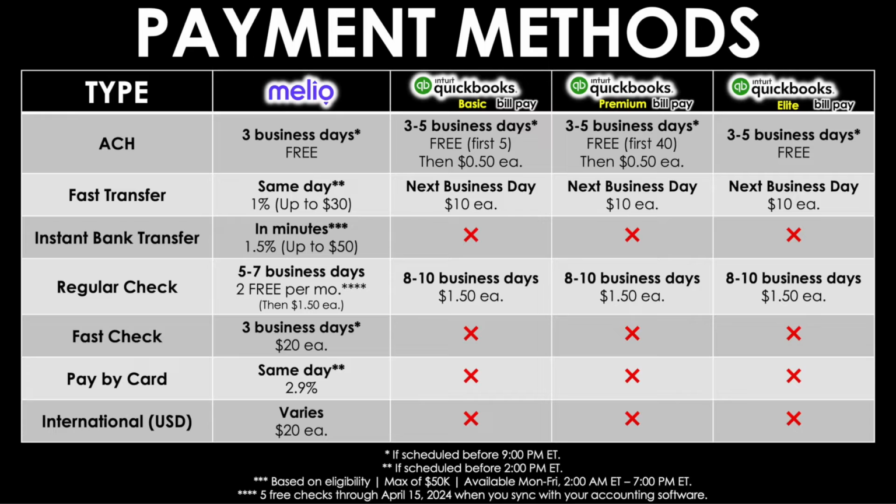Now, bringing in QuickBooks, you'll notice that they have 3 different levels. We'll get into what each one means and the pricing later in this video, but for now, just be aware of these. There is Basic, Premium, and Elite. For ACH at all 3 levels, the time frame is 3 to 5 business days for delivery, although they do vary in terms of their fee structure. For Basic, it is totally free for your first 5, then 50 cents each beyond that. For Premium, you get your first 40 free, then 50 cents each, and at the Elite tier, all of them are free. For their fast transfer option, delivery is on the next business day and the fee is $10 per transfer. Then for instant bank transfer, these are not an option for any of the tiers in QuickBooks.